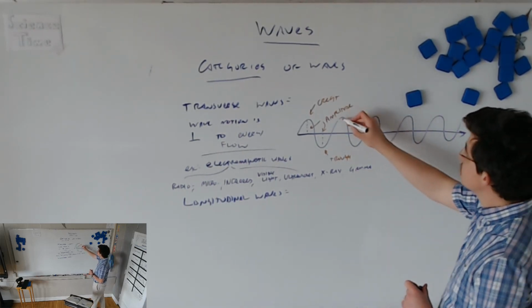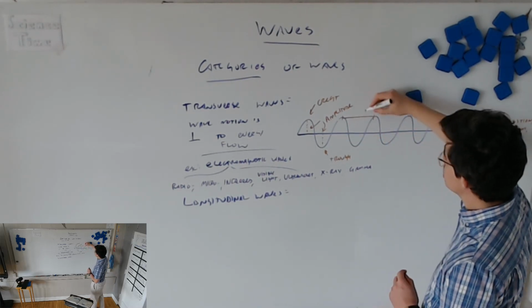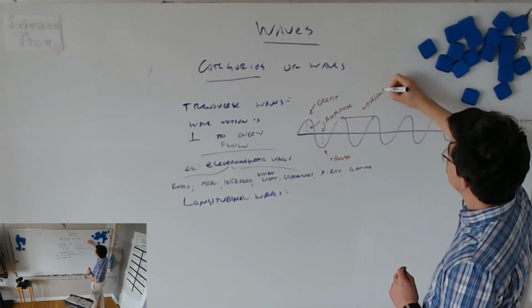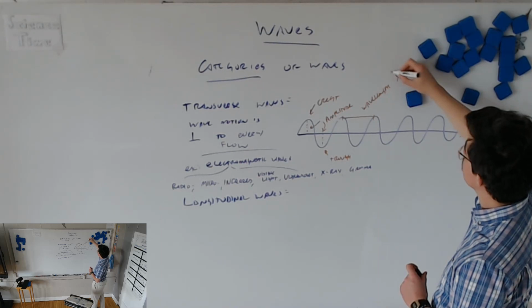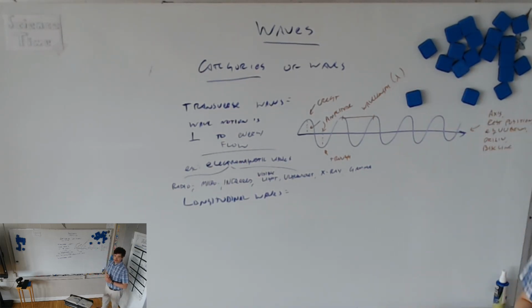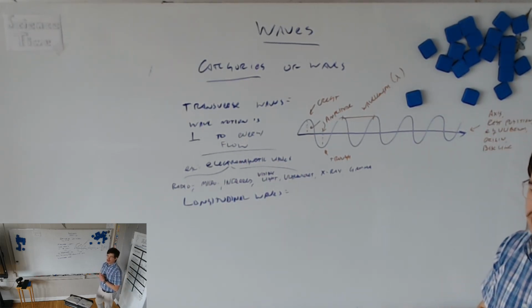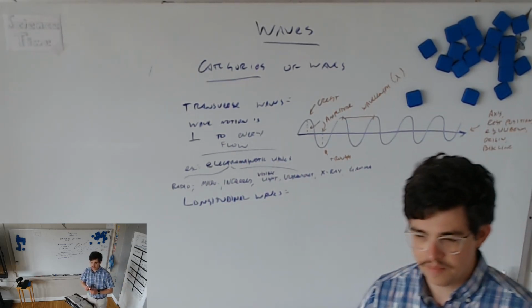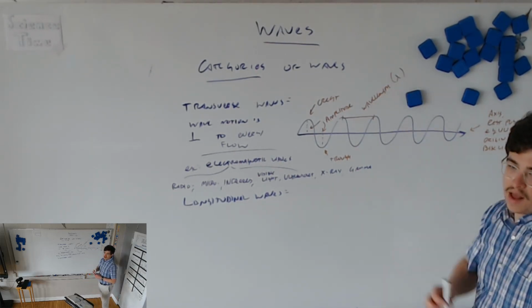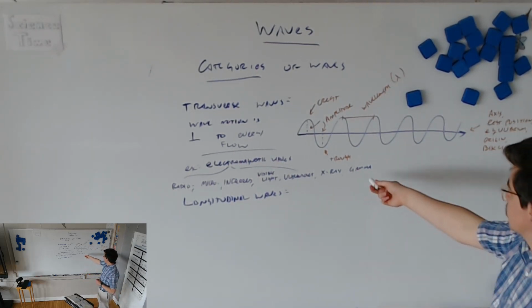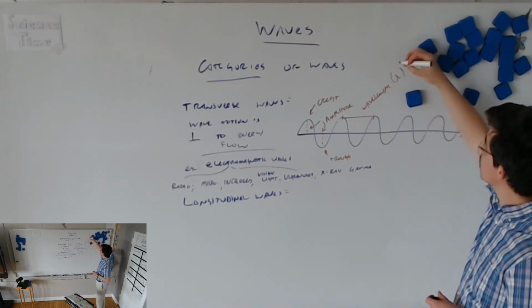The distance from one crest to the next, that's the wavelength. And you should be aware that this is abbreviated with the Greek lowercase letter lambda. Sorry, not gamma. Lambda, same as half-life was. I was thinking about gamma from gamma rays earlier. Forgive me. This is the lambda.